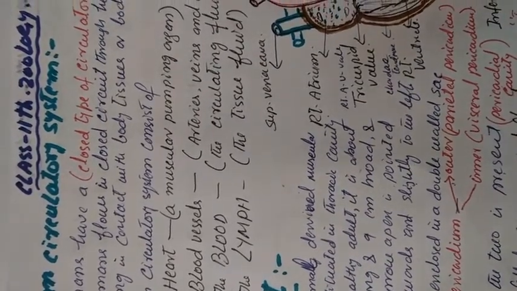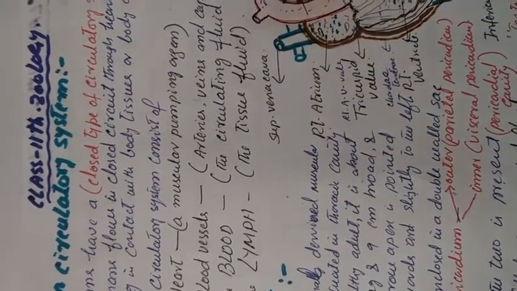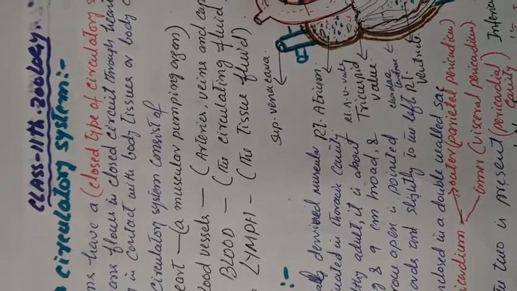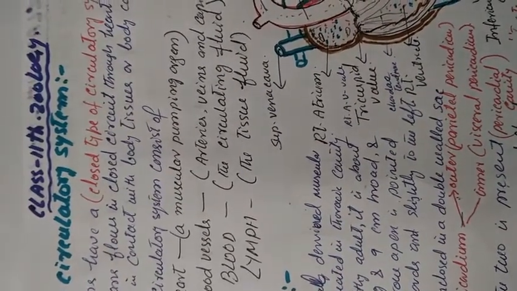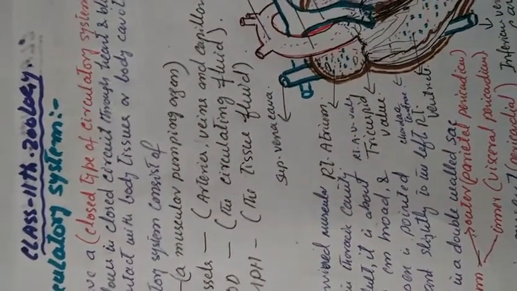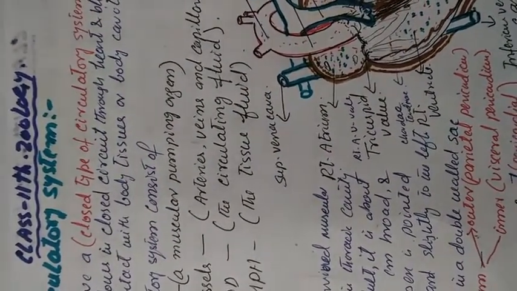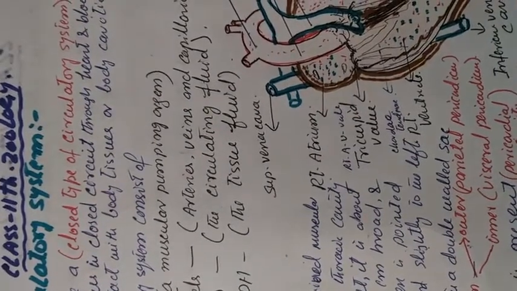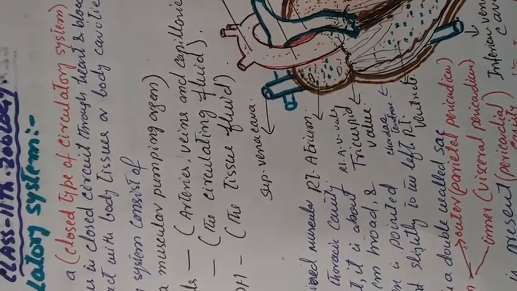Humans, as you know, have a closed type of circulatory system. That means the blood in humans flows in a closed circuit through the heart and blood vessels without coming in contact with body tissues or body cavities.